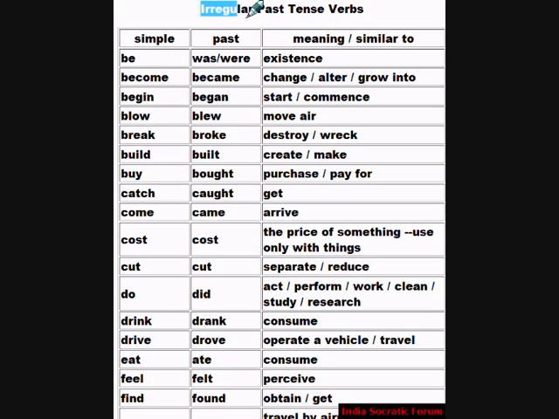They are called irregular past tense verbs because the word changes form in the past tense. Blow becomes blew, break becomes broke, okay? In the normal regular past tense, you will add only ed, but irregular, the word changes shape. Build, past tense is built. What do you mean by build? Build means create. I built a building. Can you build a building? Something like that, right? Make is called build, okay?